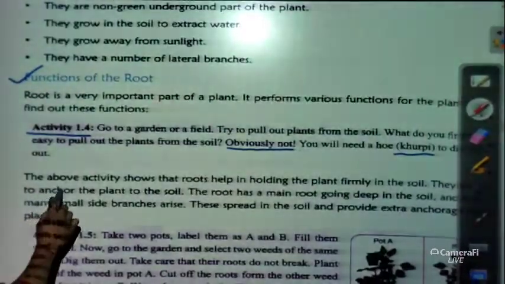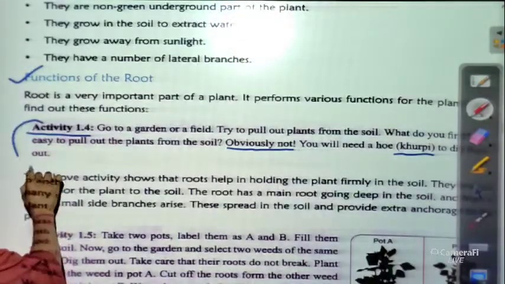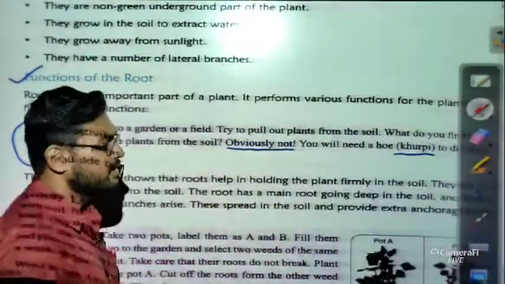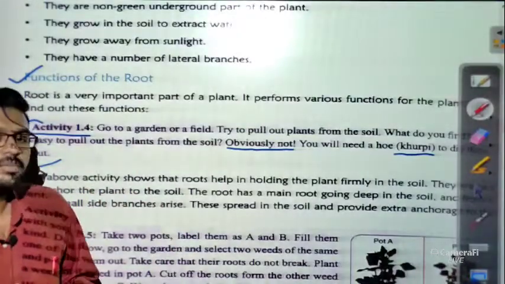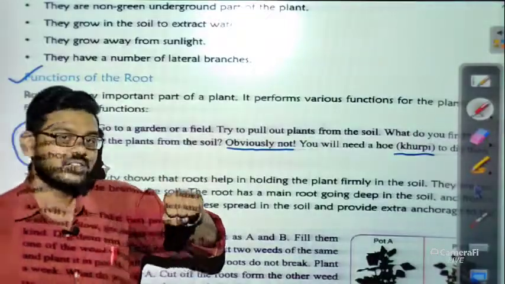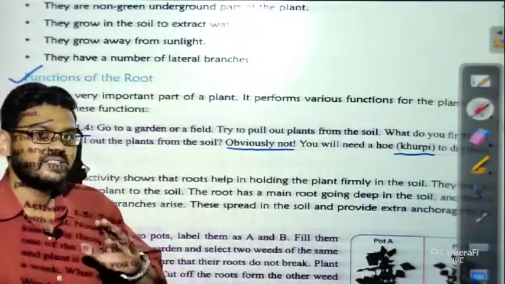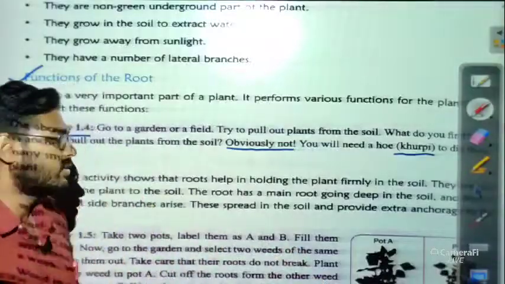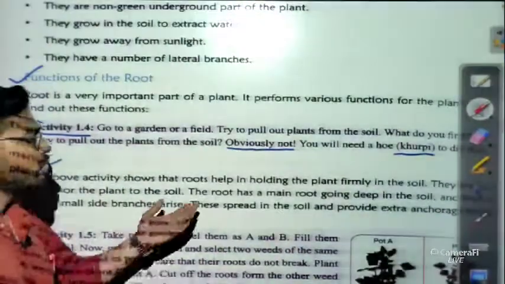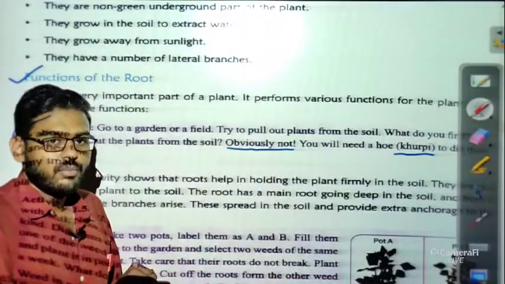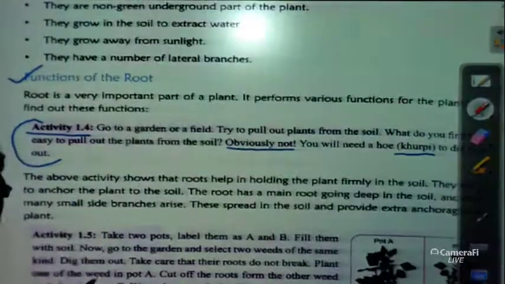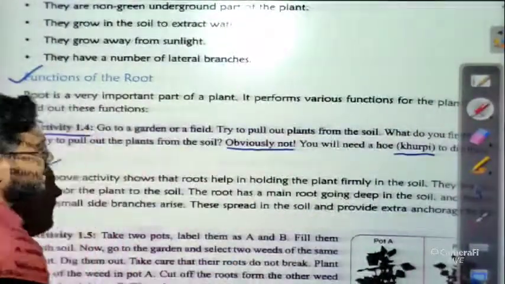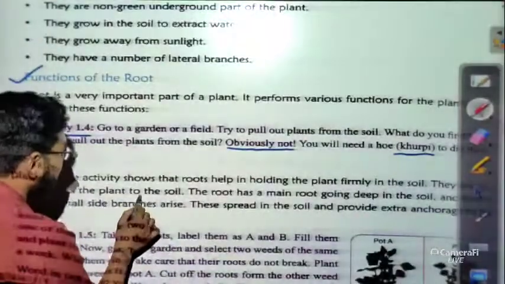Basically this activity shows that roots help in holding the plants firmly in the soil. This is one very important function of the root, that it can hold the soil very strongly so that in any circumstances the plant can't be uprooted easily. You can uproot the plant, but you have to put a lot of force on it. Then only it can be uprooted. So they are said to anchor the plant to the soil.